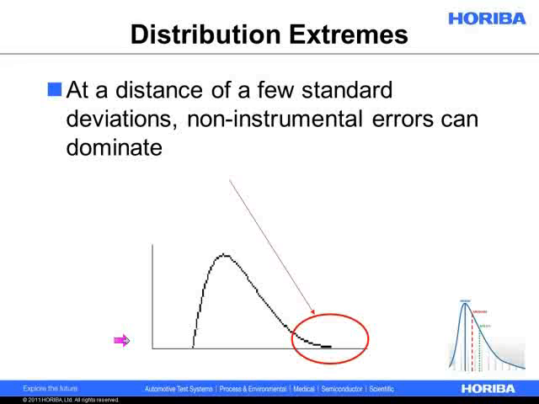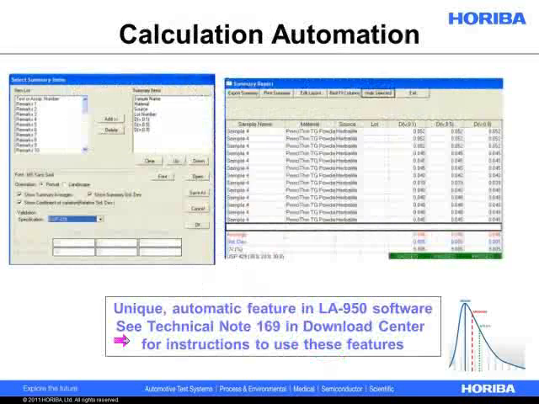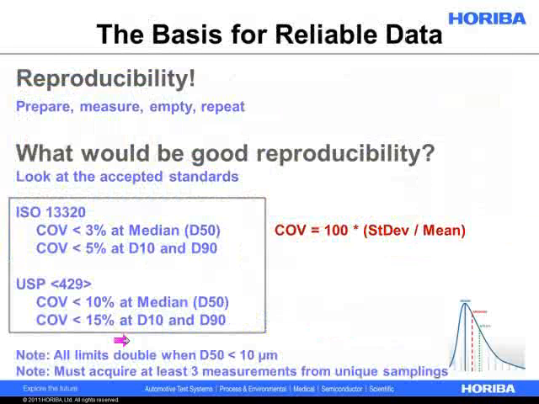Bill's asking a question about whether or not the coefficient of variation values, I'll go back a few slides, also double when the size drops below 10 microns. It is both for USP and for ISO. It happens with both.